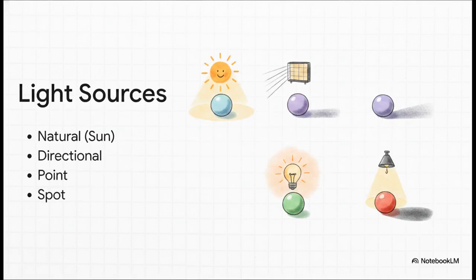Once it's painted and given physical properties, we have to illuminate the scene. You've got natural sources simulating the sun and sky for outdoor realism. Or you can play studio photographer using directional lights for infinite parallel shadows, point lights that shine everywhere like a bare bulb, or spotlights to highlight something specific. Lighting is really what creates the mood and atmosphere.